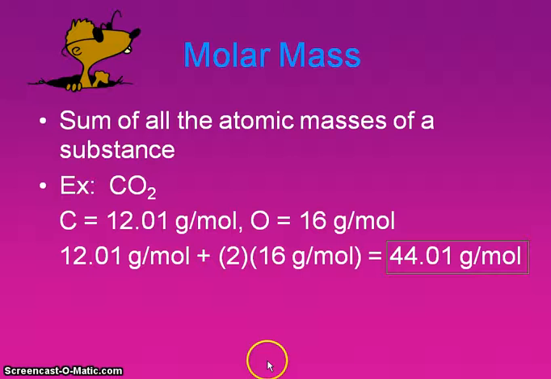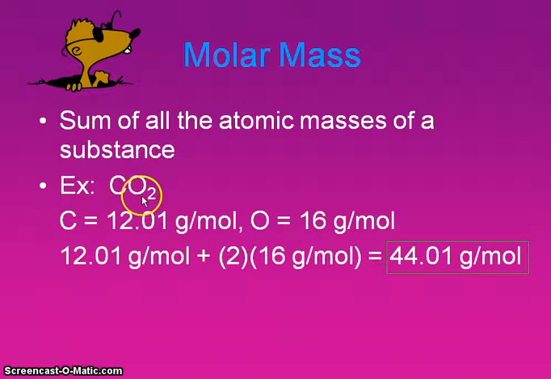Now, molar masses are the masses of an entire compound. So far we've only talked about atomic masses being on the periodic table. Those are the masses for one individual atom. Now, molar masses are just adding the masses of individual atoms that are in a compound. So, for instance, with CO2, we're going to need to add up carbon's molar mass from the periodic table, which is 12.01 grams per mole, and oxygen's atomic mass.